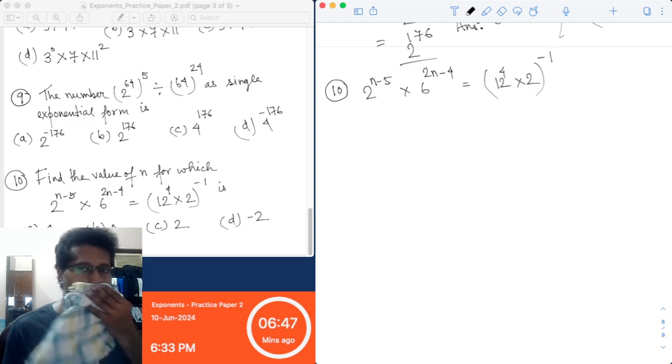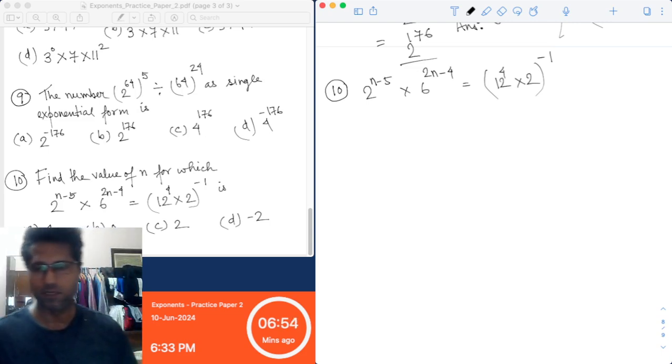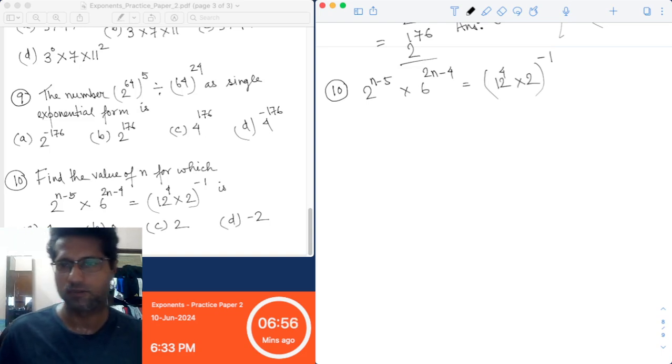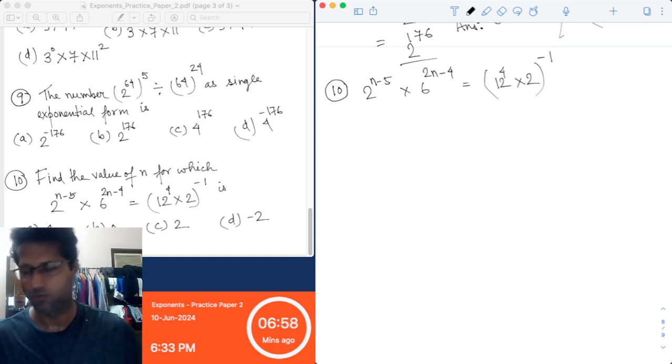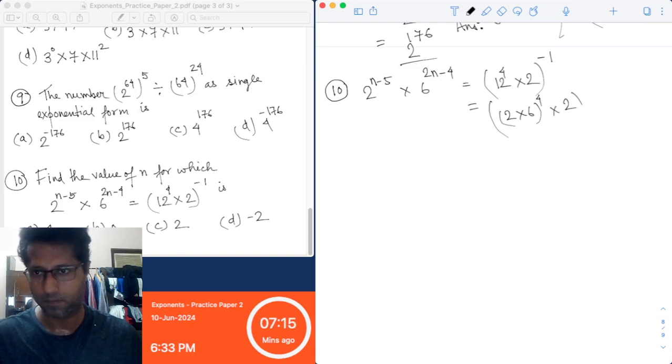On the left hand side we have a product of two exponentials where the bases are 2 and 6. So it's better we convert the right hand side similarly, that is a product of two exponentials where one base will be 2 and another base will be 6. So let's quickly do that. We know 12 is nothing but 2 multiplied by 6. So 12 to the power 4 becomes 2 into 6 to the power 4, multiplied by 2, and this whole reciprocal, whole to the power minus 1.